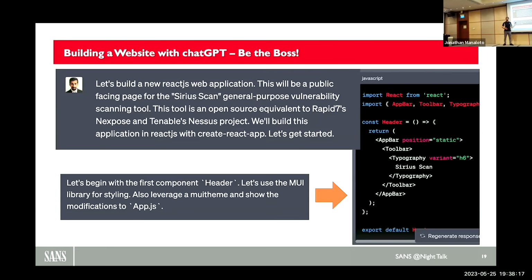And here I'm using some very specific computer development jargon, saying, let's begin with the first component. Component is a very specific word when we're dealing with single-page JavaScript style applications. I'm saying, let's start with the header. We're going to use MUI, that's Material UI by Google, as the library for styling. We're also going to leverage the MUI theme and show modifications to app.js, right? So I'm talking about a lot of specific things related to the application. I'm not coding, but if I hadn't built an application like this before, there's no way that I could have done this as the conversational partner for that artificial intelligence model. Essentially, I am acting as if I were the senior developer, and I am directing the junior developer, ChatGPT, because I am a boss. Absolutely.